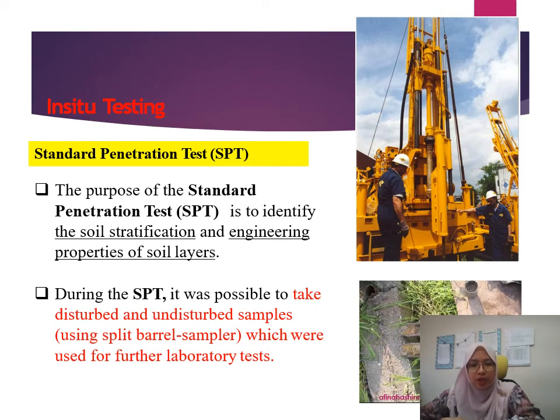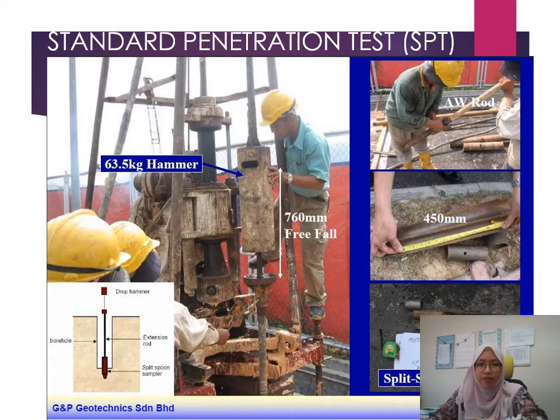Okay, so during the standard penetration test, it is possible to take the sample using a split barrel sampler, which is used for further laboratory testing. From the probe test, we cannot take the soil sample, but for the standard penetration test, we can get the soil sample and then proceed with the laboratory testing.